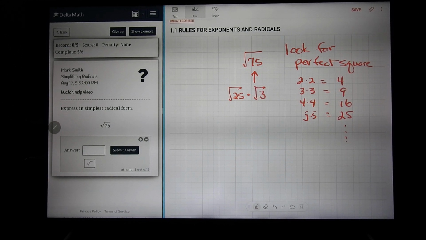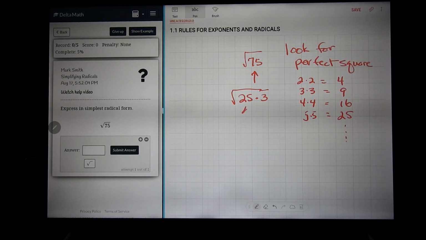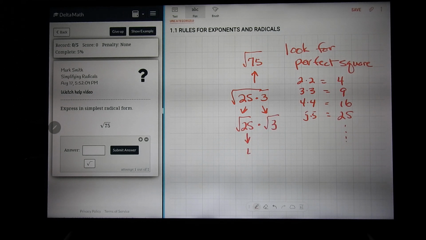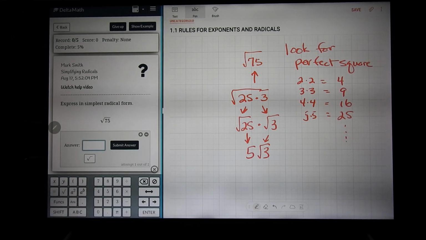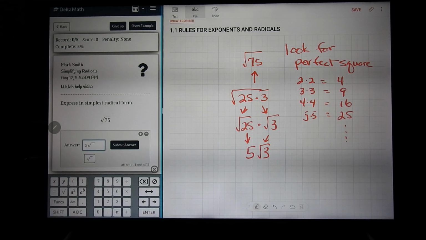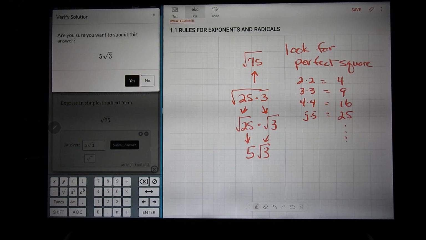All right, and maybe just for clarity, let's do this. We can write it as 25 times 3, and then we can take each one of these and make it a separate radical, 25 times 3. All right, and then we take the square root of 25, and that equals 5, and we bring this down, and we get the square root of 3. All right, so let's put that in. We get 5 square root of 3, submit answer. Yes, that's what it is.